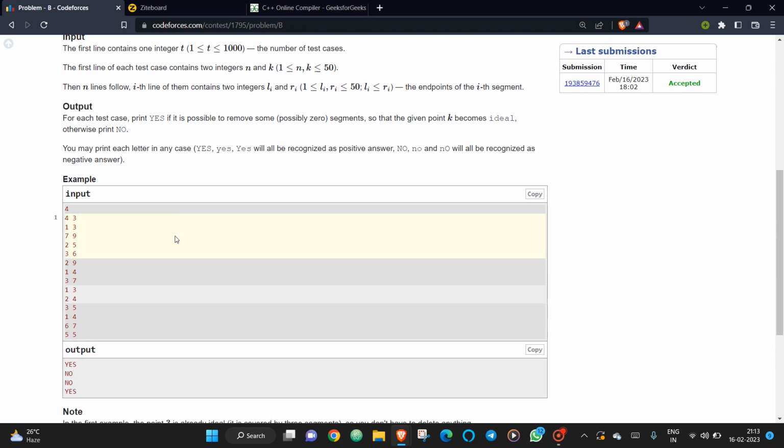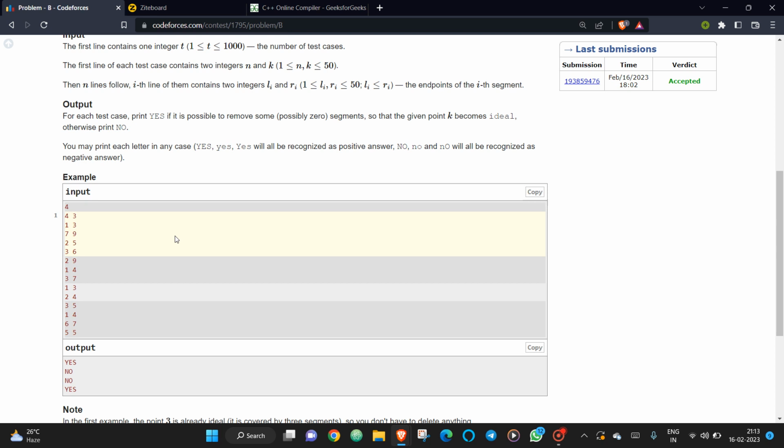I know that you haven't understood the question that much, so let us understand this. Initially, he will be giving you n and k. These are our n segments, so these are our four segments. Let us take this sample case. Initially, our n is equal to 4 and our k is equal to 3.